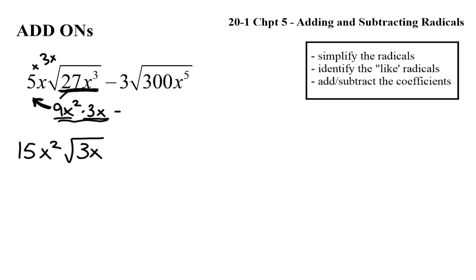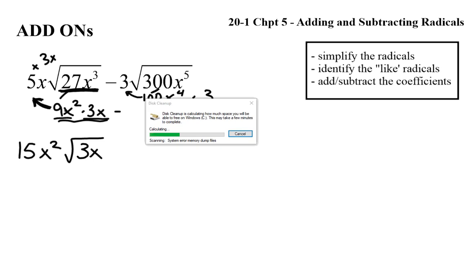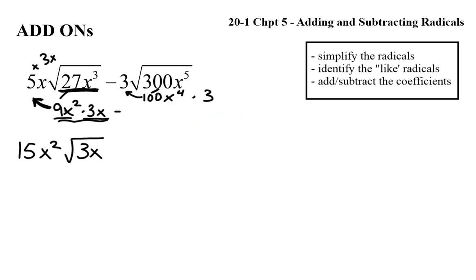Same thing with this second one now. 300x to the 5. Well, 300, 100, and x to the 4. 300 becomes 100 times 3. I can root out the 100. And x to the 5, sorry about that, can become an x4 and an x1. So this 300x to the 5, 100x4 can be rooted out. 100 square rooted is a 10. x4 square rooted is an x squared. And I still have times 3x1.